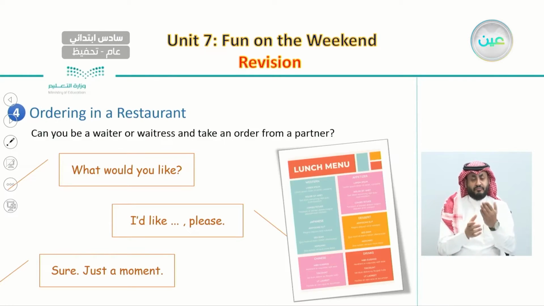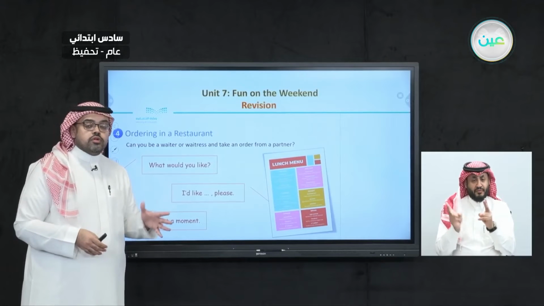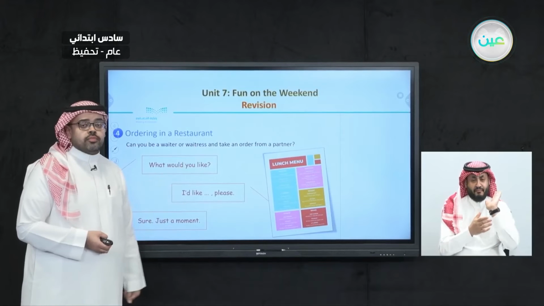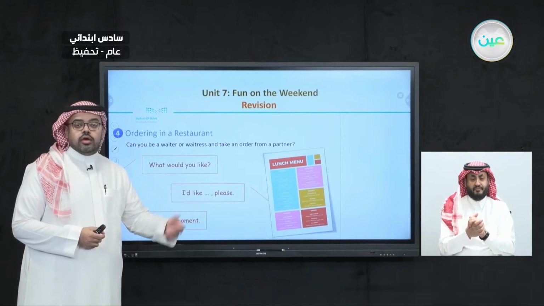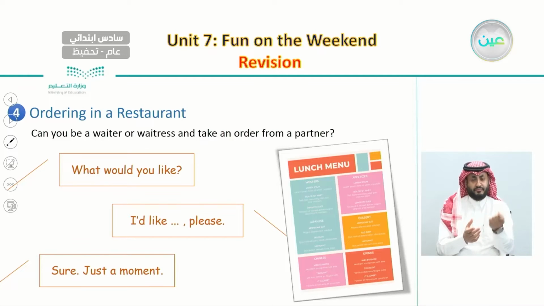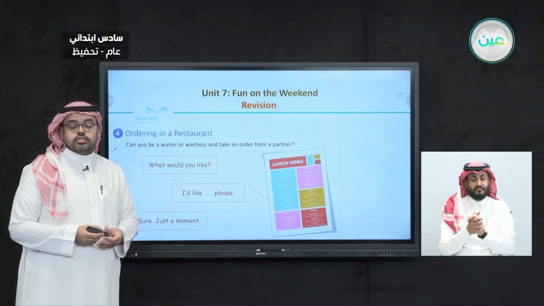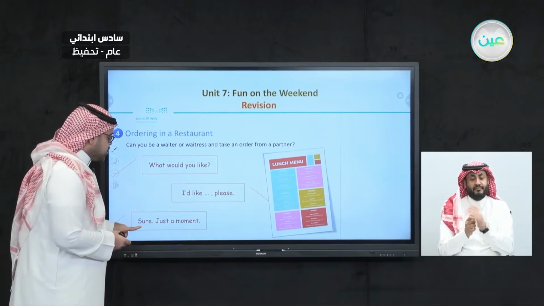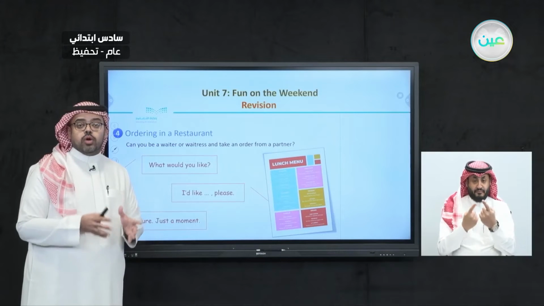And after this, the last exercise we had in our last lesson is about ordering in a restaurant. In this exercise, we played two different roles. The first one is as a waiter or a waitress, when you take a piece of paper and you act like a waiter. You stand next to the customer and ask him a question, which is, what would you like? And write down all the things that this customer wants. And when he or she finishes ordering, then you would use this phrase, sure, just a moment. So this is our first role as a waiter or waitress.